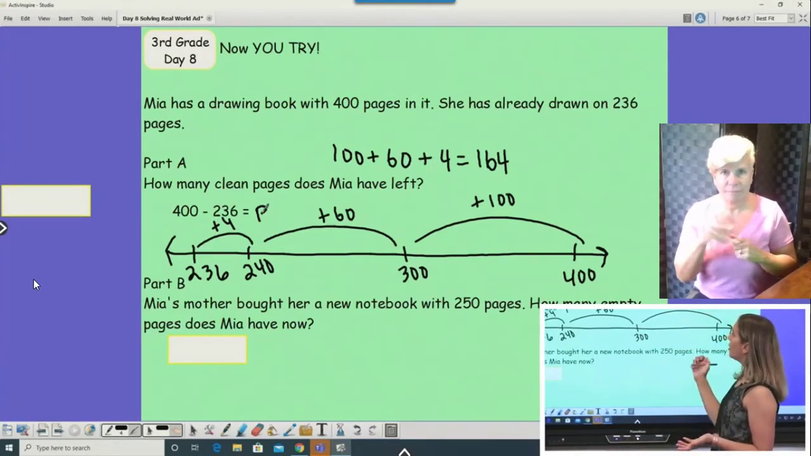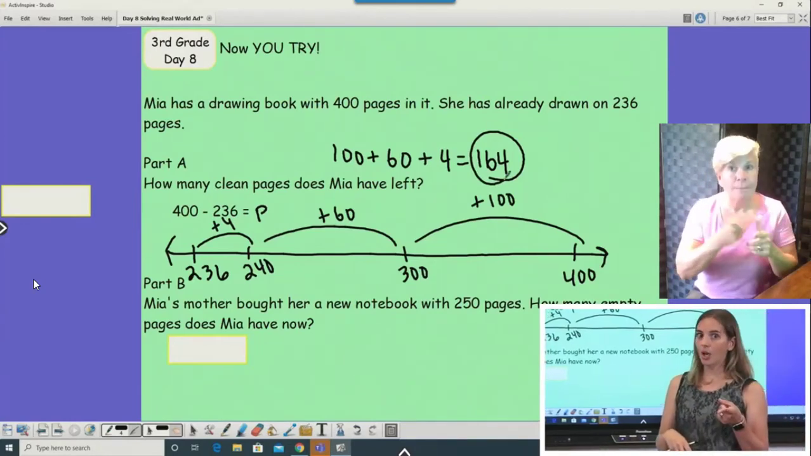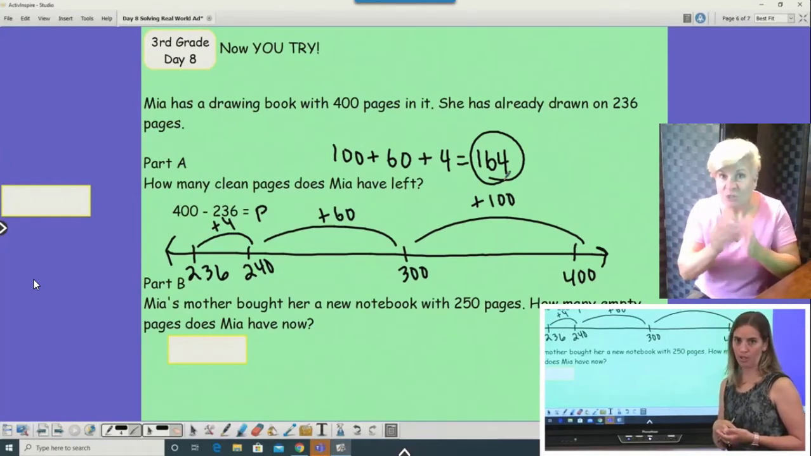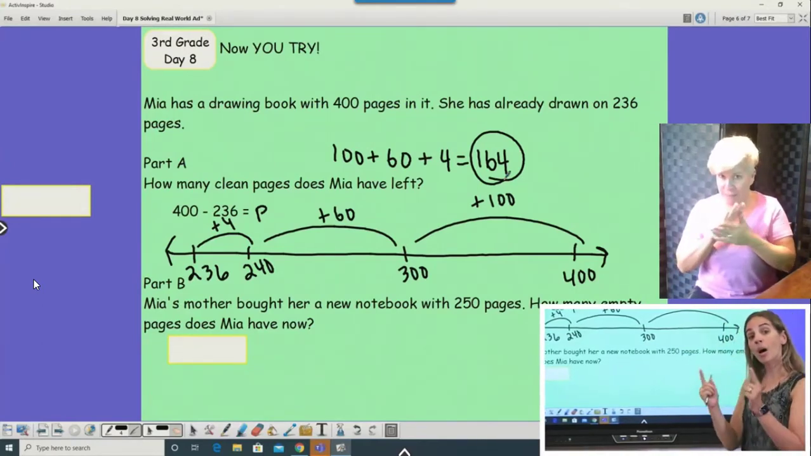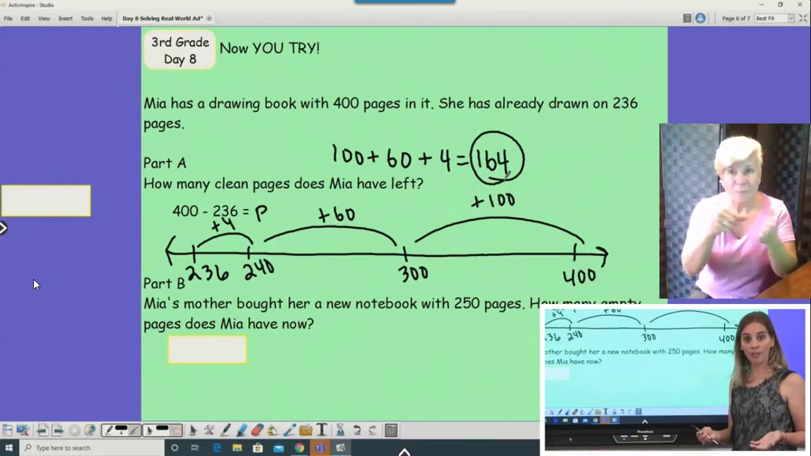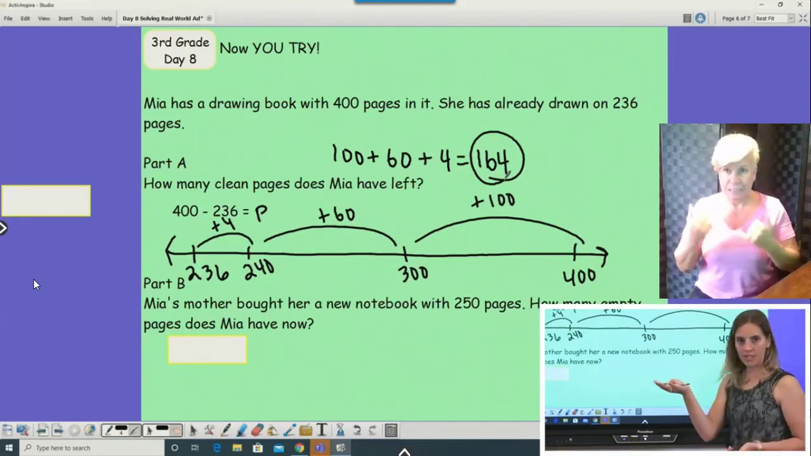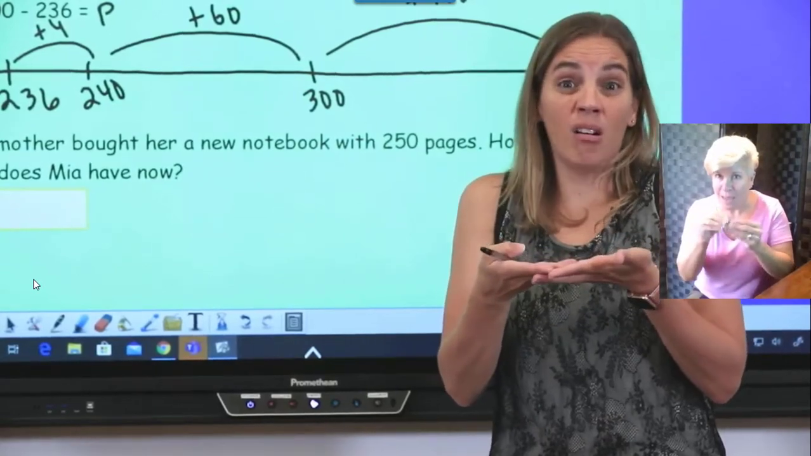Okay, so I know that she has 164 clean pages, but then what did her mom do? Mom went out and bought her a new notebook. So she's got 164 clean pages, but then mom gave her how many more clean pages? 250. So I want to know how many she has now. Well, she had 164. Mom gave her 250 more, and I want to know how many in all.